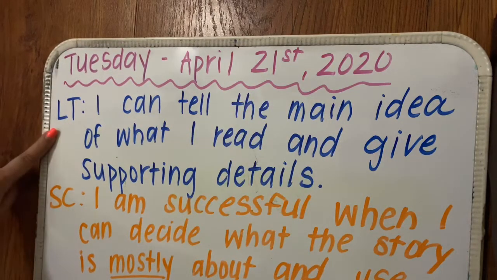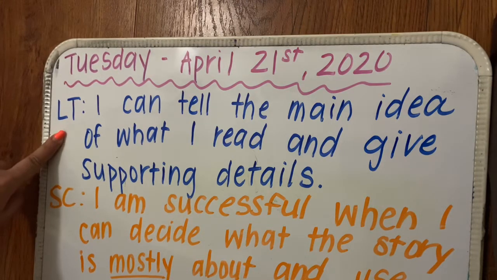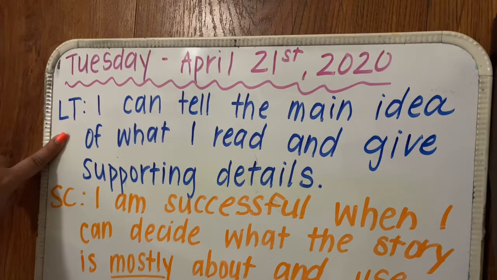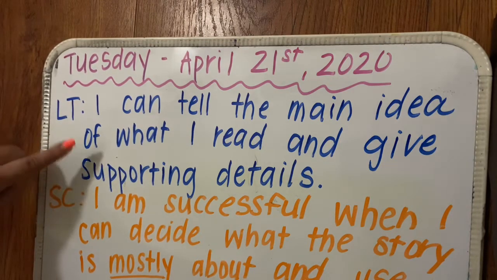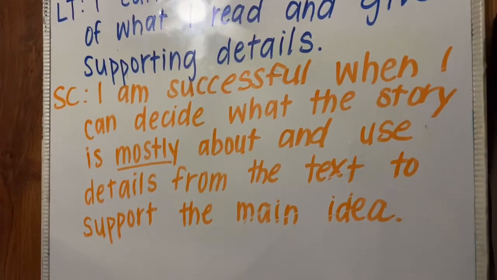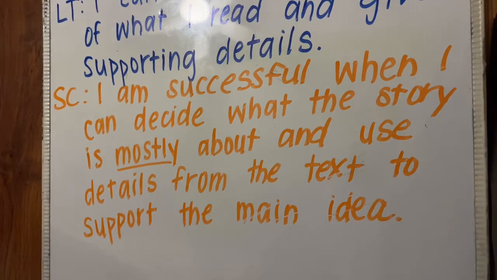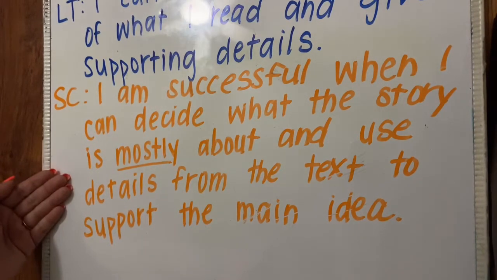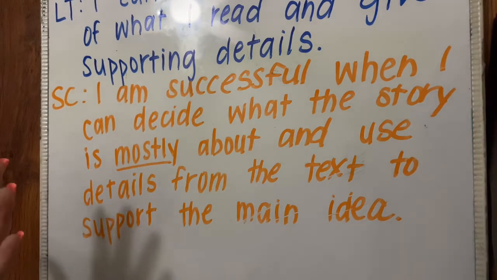And I have our learning target and our success criteria here for this morning. Our learning target says, I can tell the main idea of what I read and give supporting details. So we are going to find what the story is about and get examples from the story to support our answer. And then our success criteria this morning says, I am successful when I can decide what the story is mostly about and use details from the text to support the main idea. So again, reading a nonfiction text, we're going to find what the story is mostly about and then get examples from the book to support our answer.